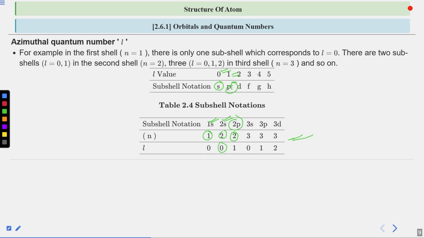Just look at it, it's very simple to understand. What we can see from here is that for the first shell, only one subshell is possible, which is 1s. For the second shell, two subshells are possible, 2s and 2p. For the third shell, three subshells are possible: 3s, 3p and 3d. Got it?